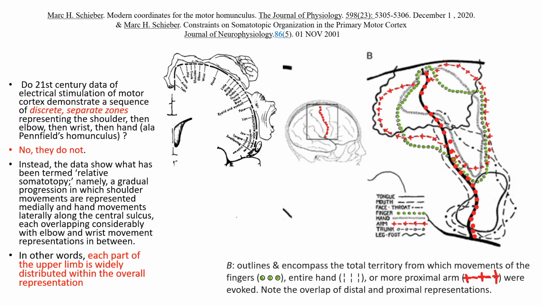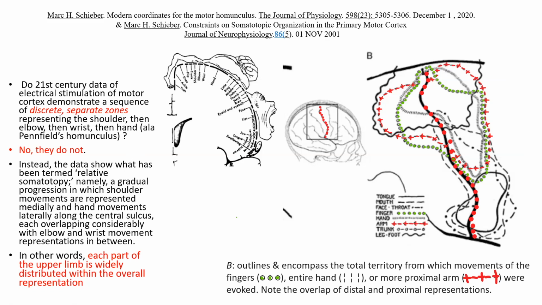Now I'm going to switch a little bit to get background to what I was going to present today as information from what we're doing. And this is from the Journal of Physiology. It's by Marc Shrier. And he points out that in the Penfield model, you have these discrete separate zones of hand, wrist, elbow, and shoulder. And all of us are familiar with that, but this is the first half of the 20th century, more or less. And he asked the question, do 21st century data of electrical stimulation of the motor cortex demonstrate a sequence of discrete separate zones representing the shoulder, then elbow, then wrist, then hand, a la Penfield's homunculus?